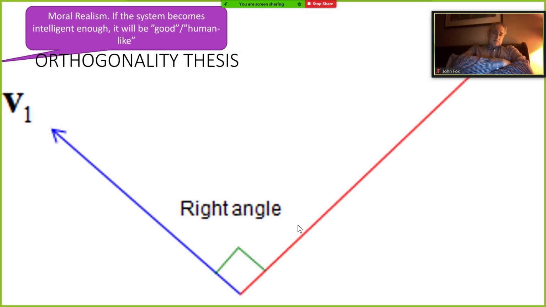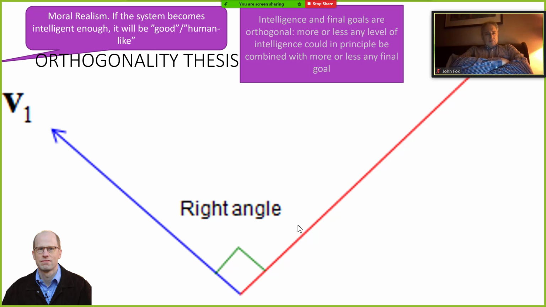A common argument against AI safety is probably based in moral realism, in that if a system becomes intelligent enough, it will be good in that it will discover the universal moral laws, or it will be human-like. And as a counter argument for that, for the human-like morals, is the orthogonality thesis created by Nick Bostrom, that intelligence and final goals are orthogonal. More or less any level of intelligence could in principle be combined with more or less any final goal.